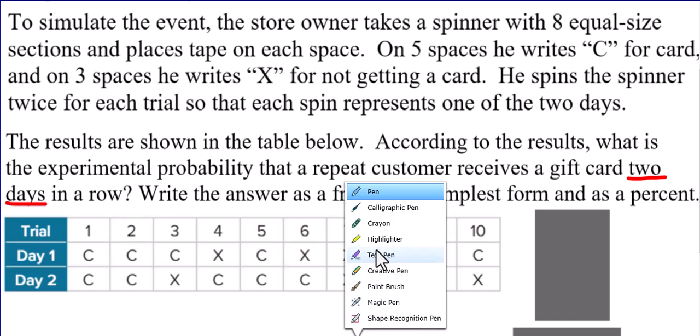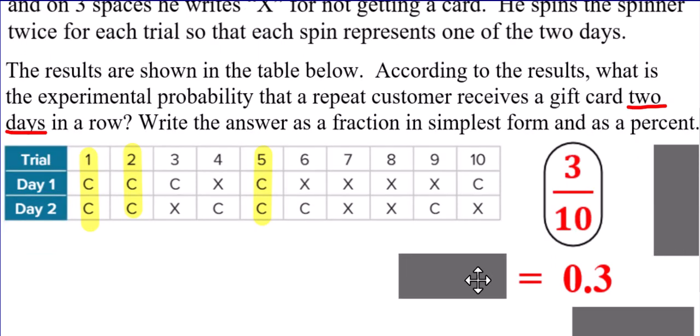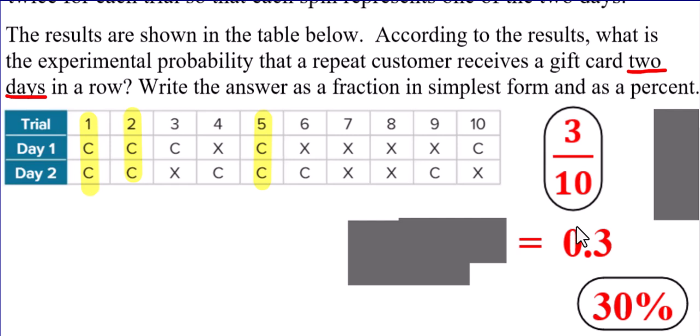So, which ones are receiving the gift card both days in a row? Well, this one does. This one does. Not this one. Not this one. This one does. Not any of these. And not that one either. So that's a total of 3 of them out of 10. And that would be 0.3 or 30%. I don't know if you probably don't even have to make it 0.3. You probably already know 3/10 is 30%. So if you don't want to show the 0.3 in between, fine with me.